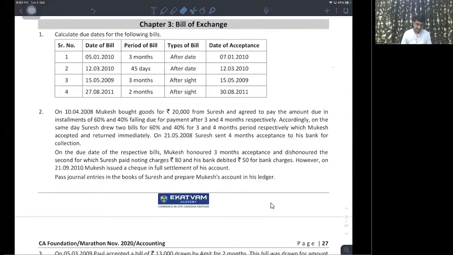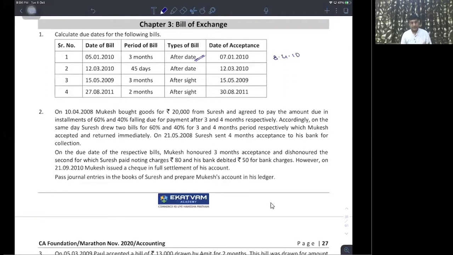Let's consider the due dates first. In all the cases, we have to add 3 grace days. Do not forget that. The first one is bill after date. And because the bill is after date, so 5th Jan plus 3 months. That means February, March, April. मीनाक्षी 8 जनवरी कहां से आई बेटा? You'll be calculating the due date from the date of bill and not from the date of acceptance because this is bill after date. So, February, March, April, 3 months plus 3 grace days. So, the due date will be 8 April 2010. Correct? It's not 8 January, beta. 8 April it was, Meenakshi.